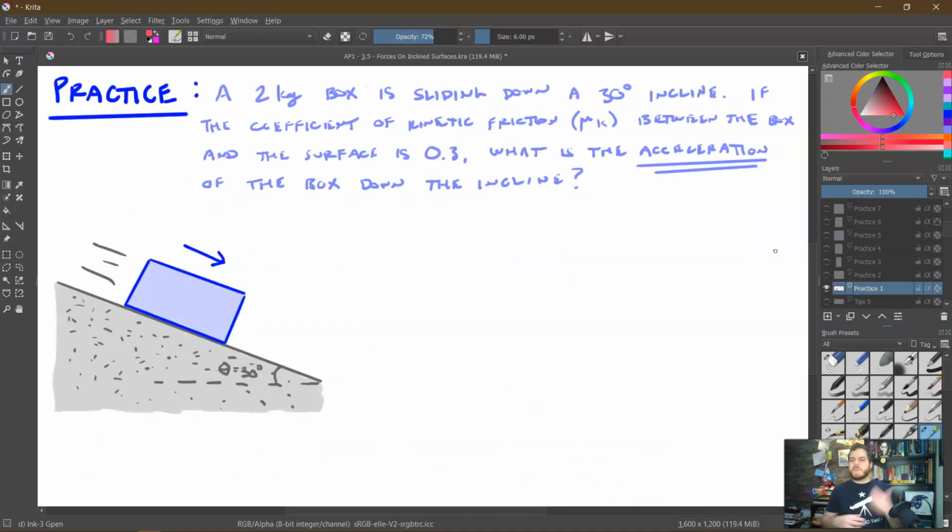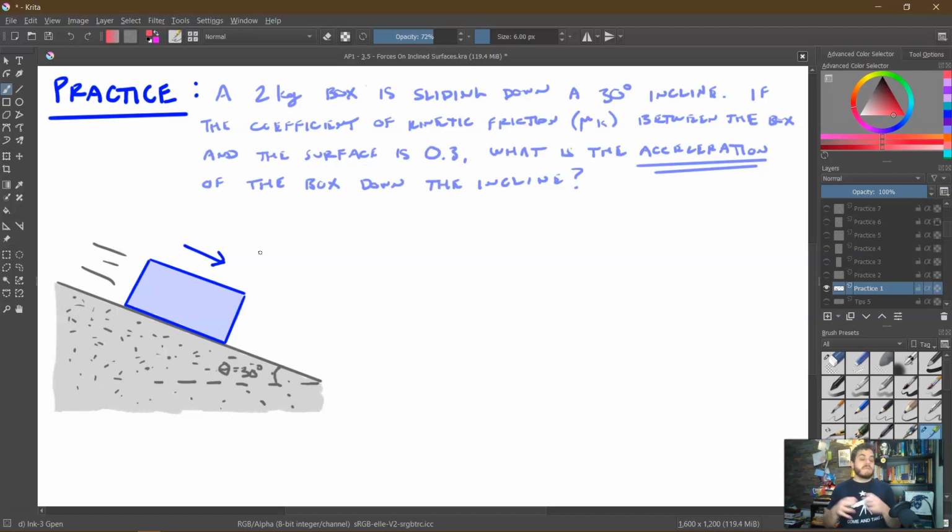So now let's look at a more complicated problem. Let's say we have a 2 kilogram box sliding down a 30-degree incline. By that we mean it is 30 degrees relative to the horizontal. If the coefficient of kinetic friction, mu sub k, between the box and the surface is 0.3, what is the acceleration of the box down the incline?